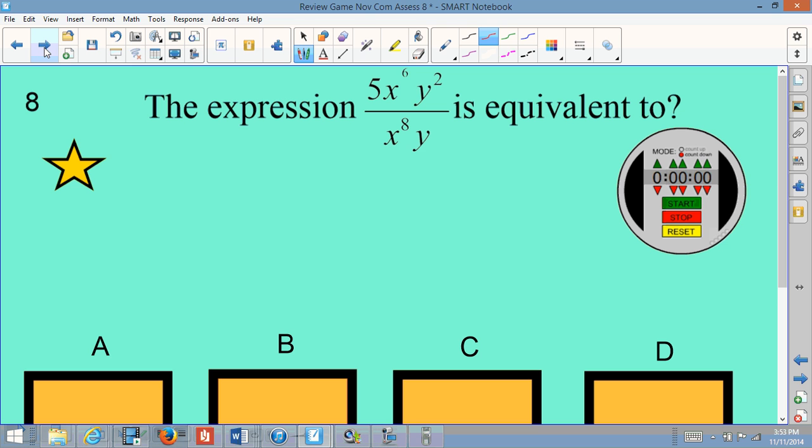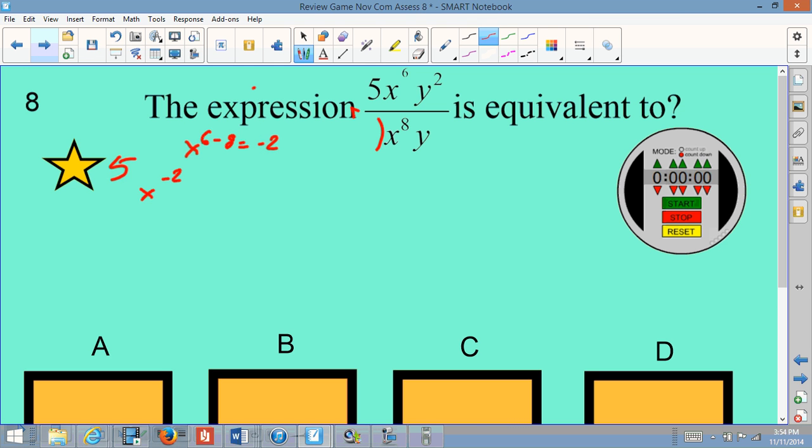All right, here's a question from way back. We have the expression 5x to the 6th, y to the 2nd, divided by x to the 8th, y, is equivalent to... So we have to do some division. And if you remember, I said subtract those exponents. So I have an imaginary 1 here. 5 divided by 1 will give me 5. And now I'm supposed to subtract my exponents. 6 minus 8 will give me a negative 2. So I have x to the negative 2.